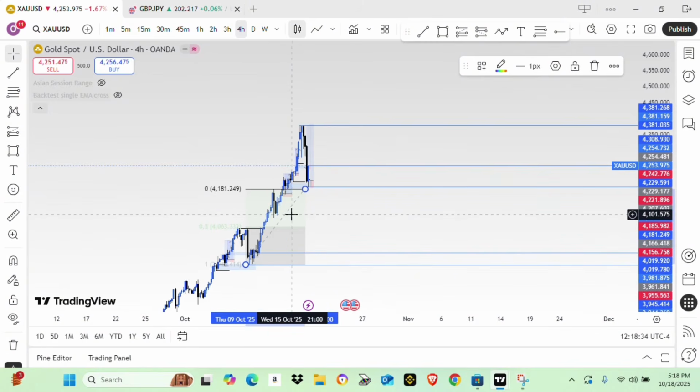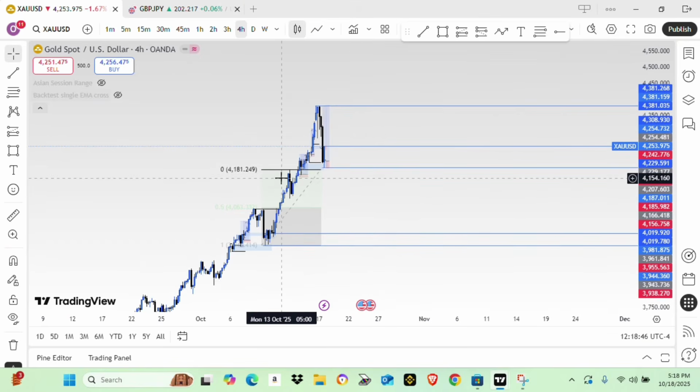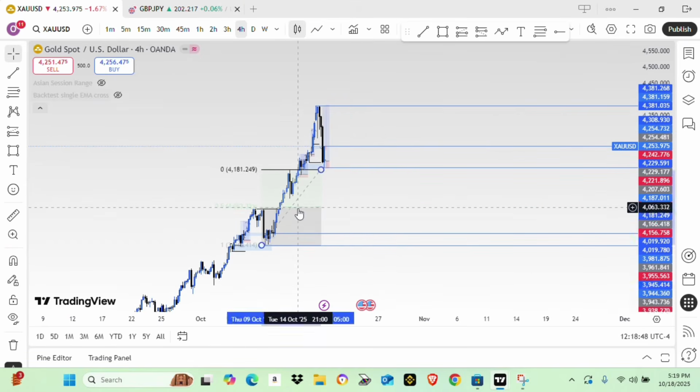So this is why I don't use Fibonacci very much, because at times market doesn't really tip in or come inside the discount level and keep on buying. So this is why I talk more of breaker blocks and other blocks, right?